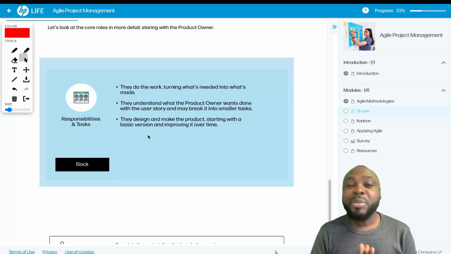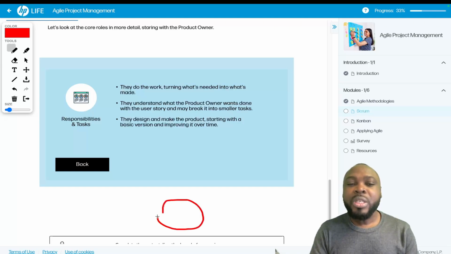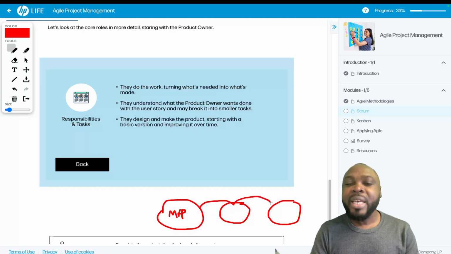They design and make the products, starting with a basic version and improving it over time. So when you start work, the first thing you want to do is you create an MVP, just as we have talked earlier, which is a smaller version of the whole product. So you keep on improving that minimum viable product in each sprint until you get a better and bigger picture of the overall product to be built, as we said earlier.